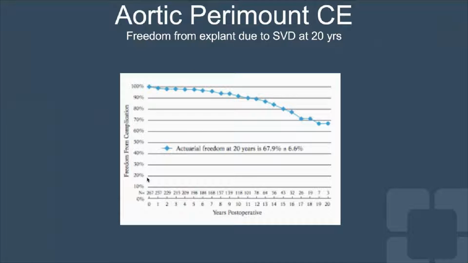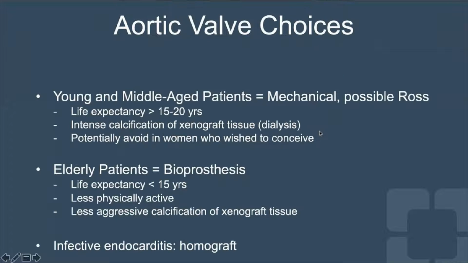And this is a study that we did looking at the Paramount CE valve, which is a bovine valve that's stented. The freedom from structural valve degeneration at 20 years was about 60% in these patients.